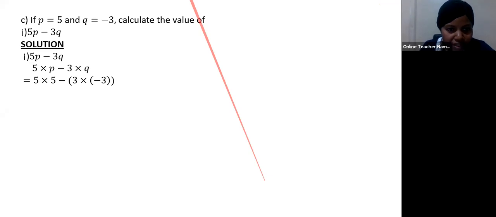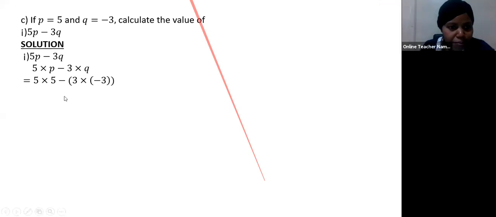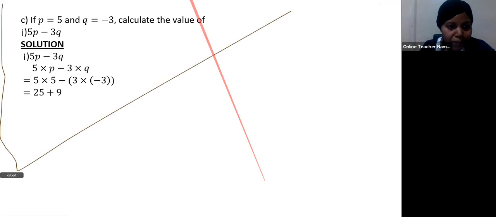Now, negative times negative is going to give us a positive. So we will say 5 times 5 is giving us 25 plus, negative 3 times negative 3 will give us a positive 9. So our answer is going to be 34. Is it clear?